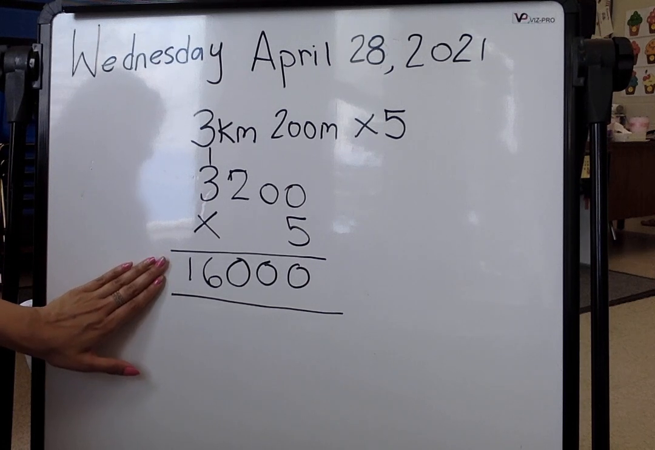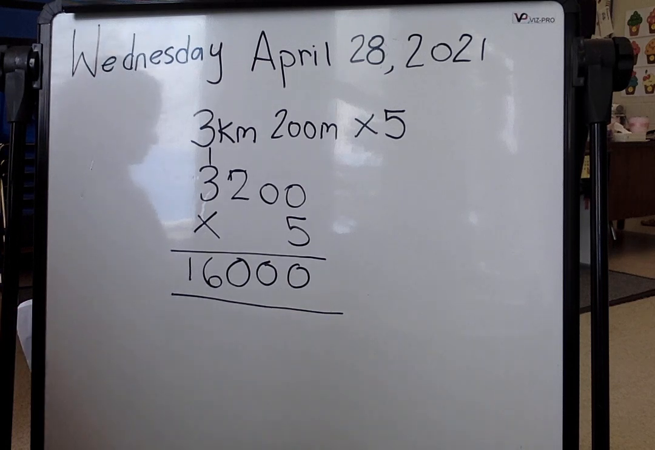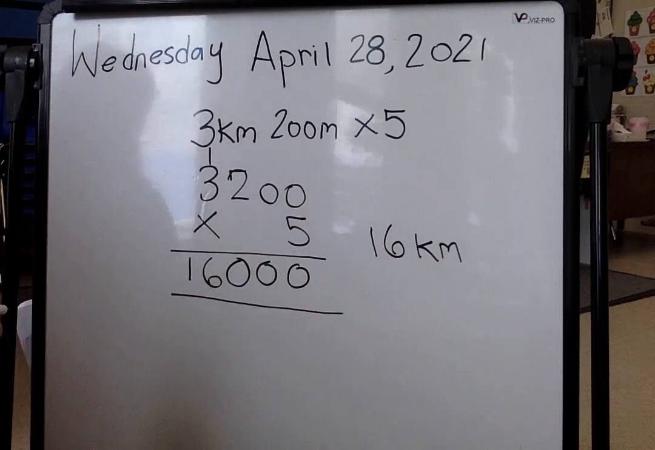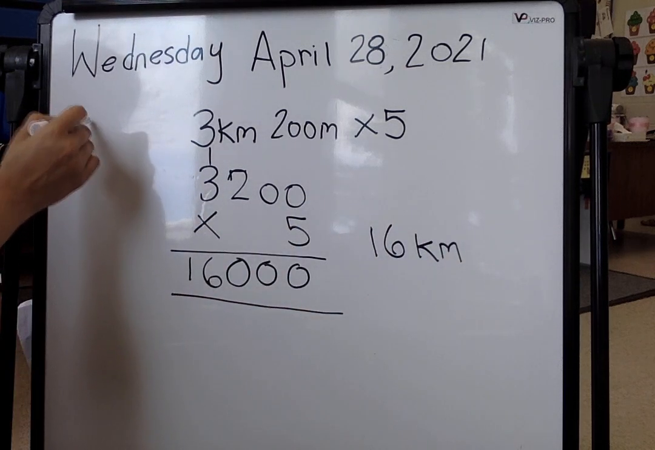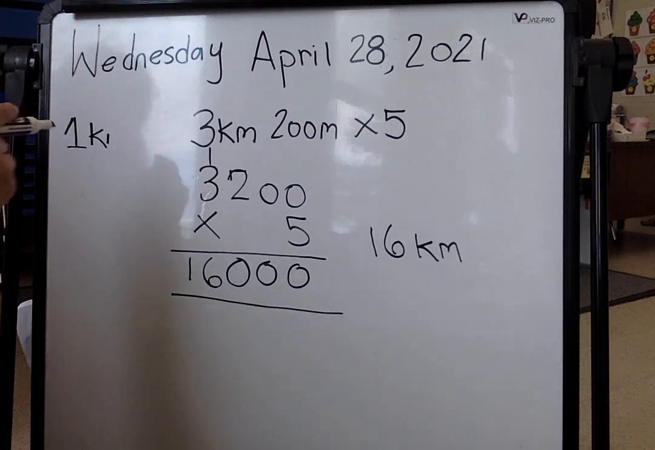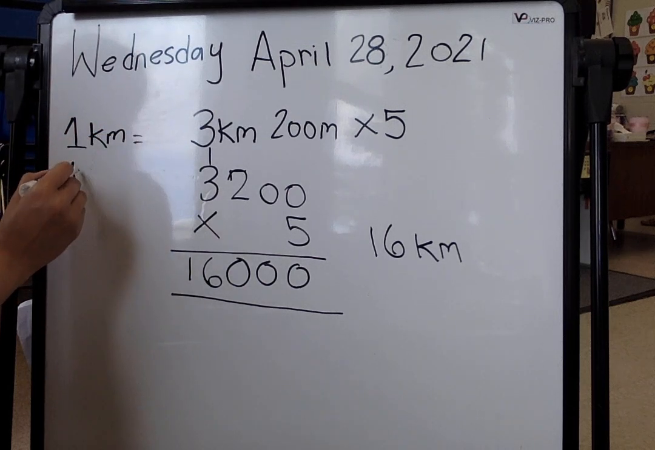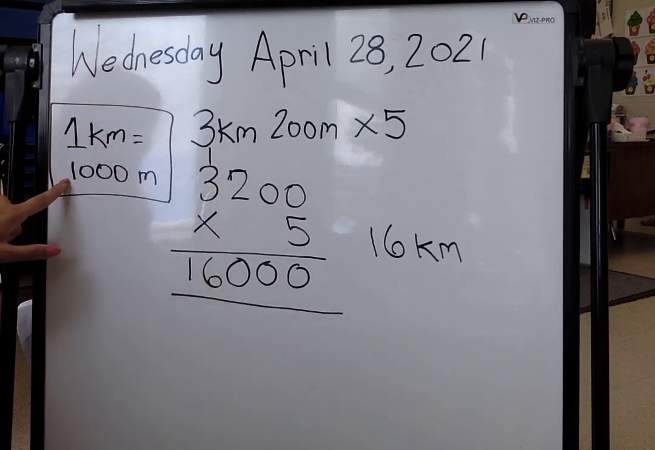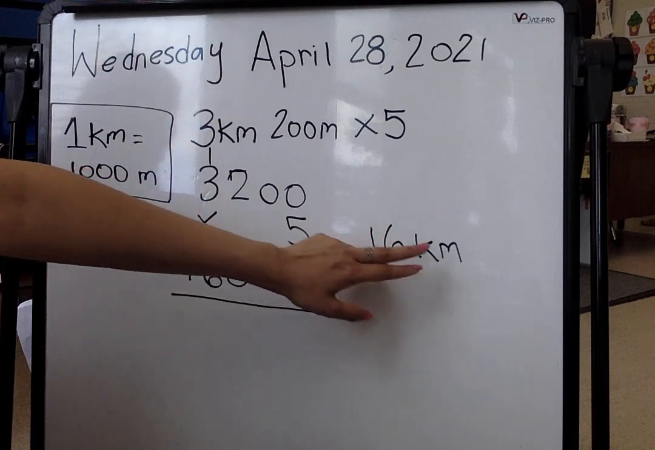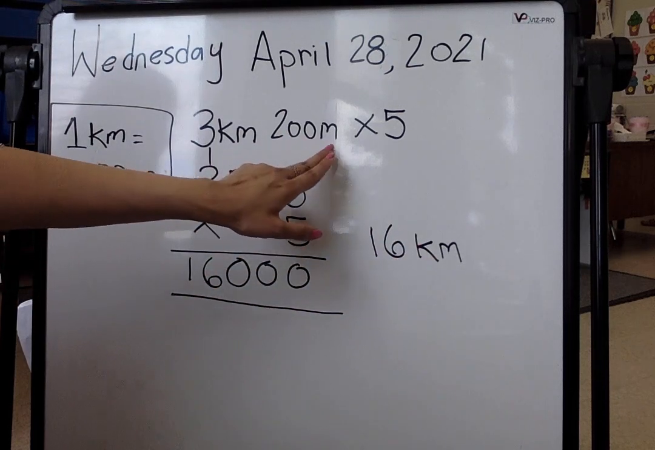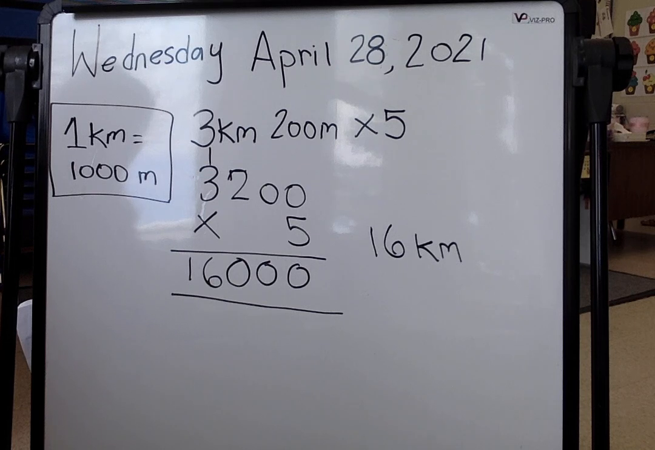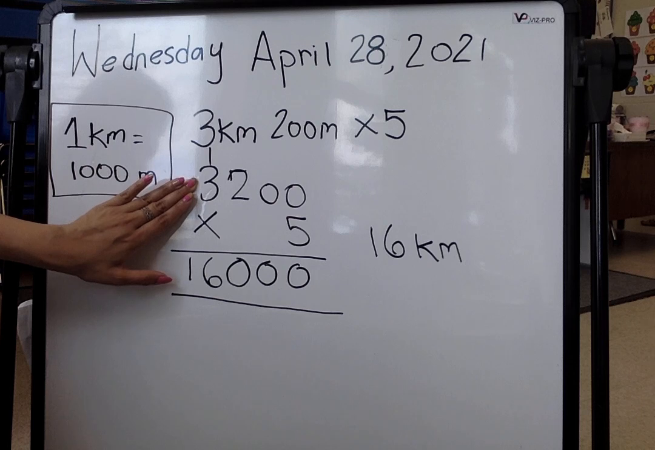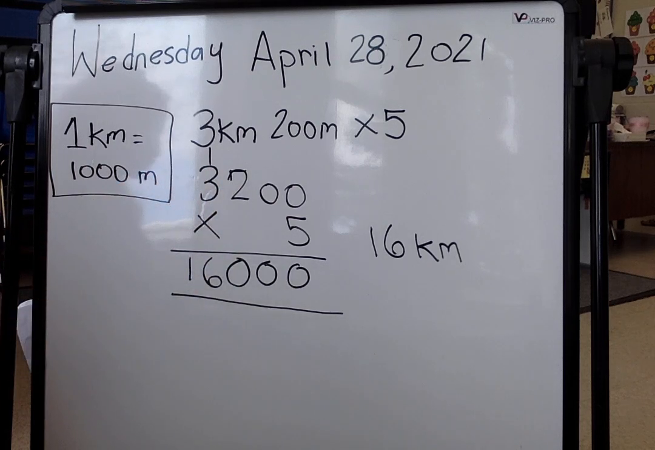So how many kilometers do you have? You have 16 kilometers, because 1 kilometer equals 1,000 meters, right? So our thousands numbers are our kilometers. They give us our kilometers, and our hundreds give us our meters. Does that make sense? So that is what you have to do. I just gave you your first one.